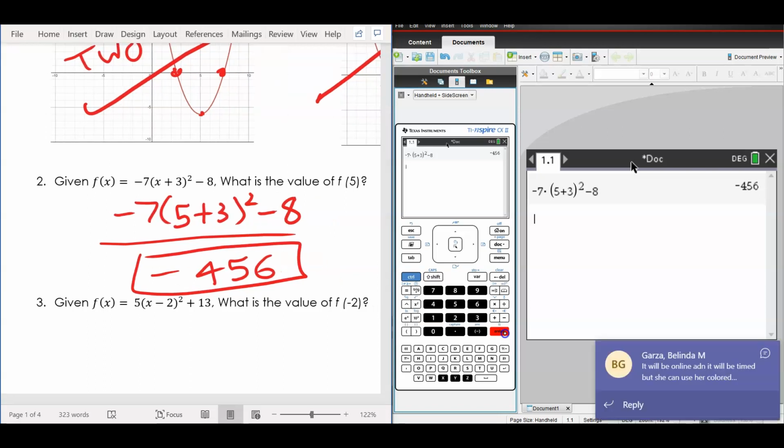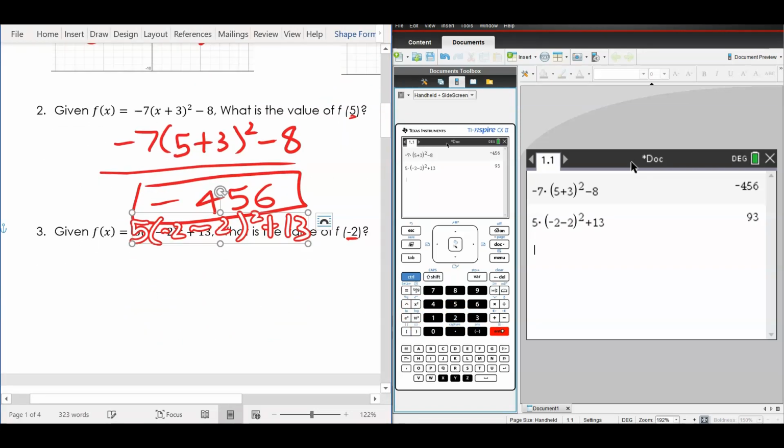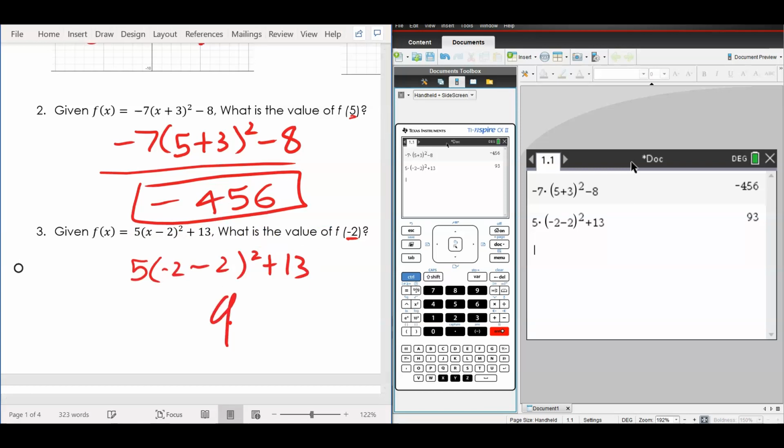All right, and then down here, we're trying to get this function f of -2, right? This one was 5, this one was -2. So I'm going to replace x with a -2, squared plus 13. So let's go ahead and type this one in: 5, parentheses, negative sign 2, minus sign 2, parentheses squared, plus 13. We end up getting 93. Cool.